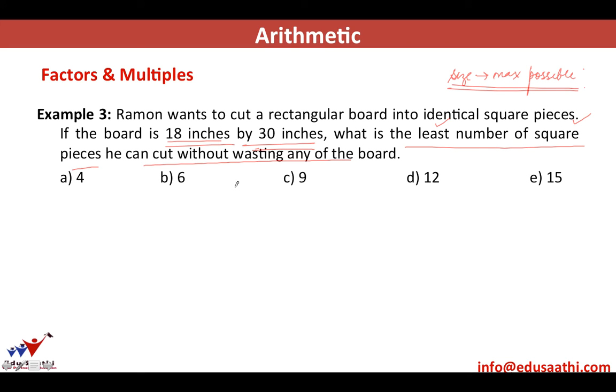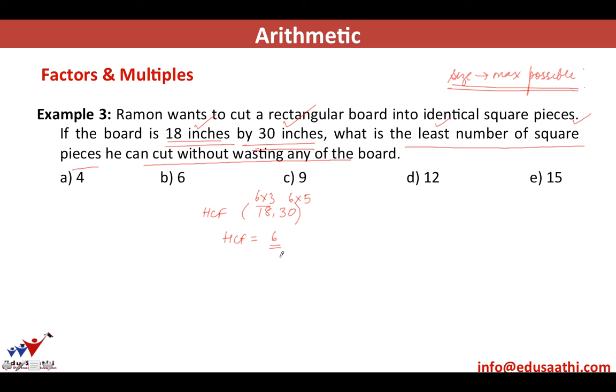How would I cut it? Now, look at it. I'll find out the HCF of the two numbers 18 and 30. If I try to find out their HCF, it is coming out to be 6. This is 6 into 3, this is 6 into 5. So the HCF that I have is 6.